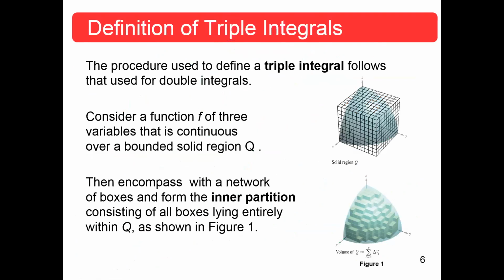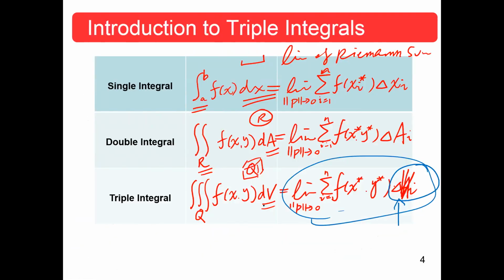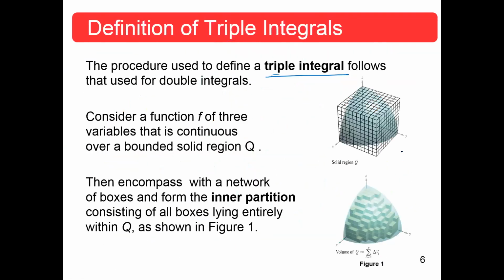So here is one graph. Definition of triple integral. Let's look further into it. The procedure used to define a triple integral follows the similar procedure used for double integrals. So we consider a function f. It can be 3 variables. Did we forget to put the z there? So 3 variables, gotta put the z. And that is continuous over a bounded solid region Q. So this is solid region Q, as you see here.